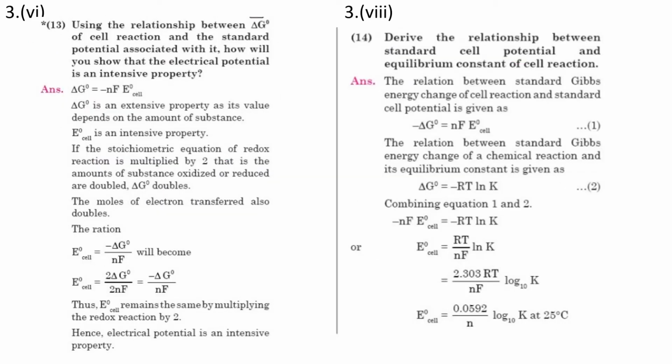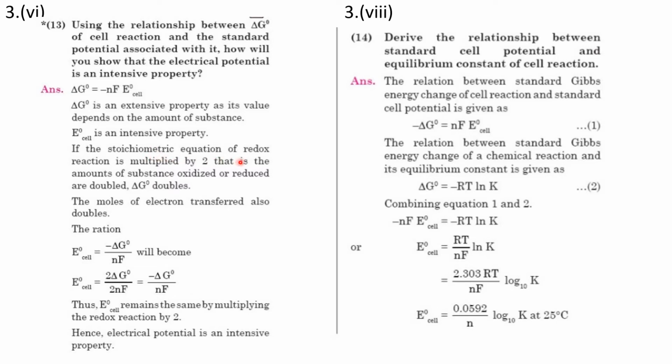Question number 6. Using the relationship between delta G0 of cell reaction and standard potential associated with it, how will you show that electrode potential is an intensive property? Answer, we know delta G0 is equal to minus nF E0 cell, where delta G0 is extensive property as its value depends on the amount of substance. And E0 cell, that is the standard cell potential, is an intensive property.